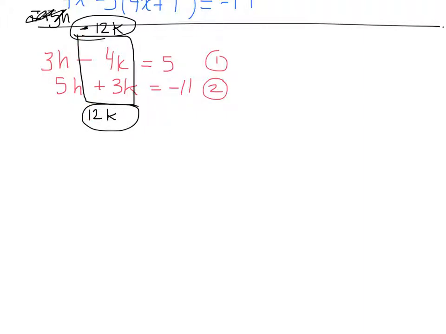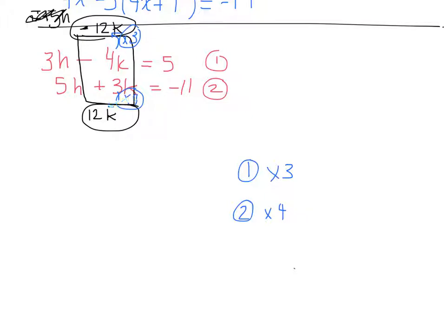So how do I multiply my first equation to get to negative 12? If I have a negative 4 and I want to go to negative 12, I do that by multiplying by 3. So I'm going to take my entire first equation and I'm going to multiply it by 3. If I have positive 3k and I want to get to positive 12, that happens by multiplying by 4. So my entire second equation is going to be multiplied by 4.